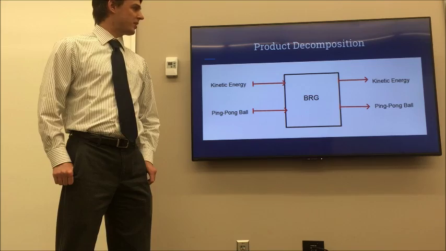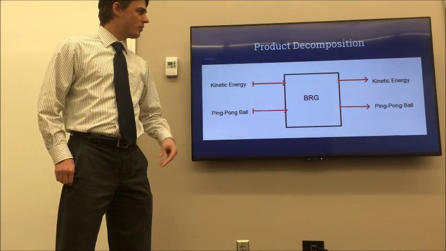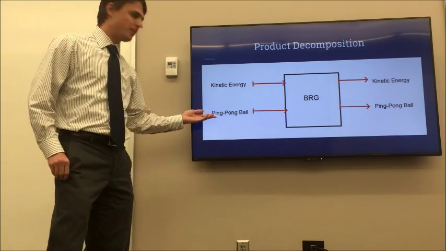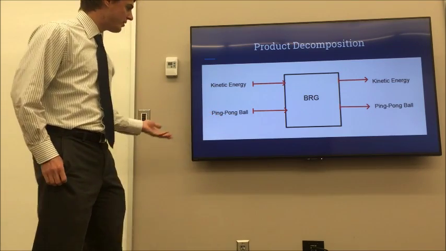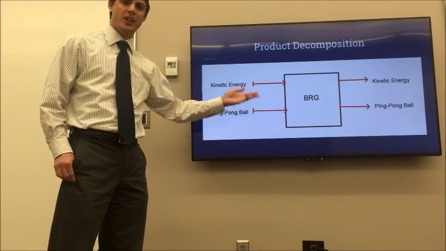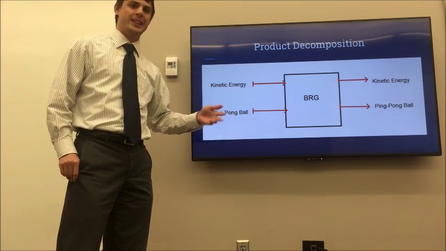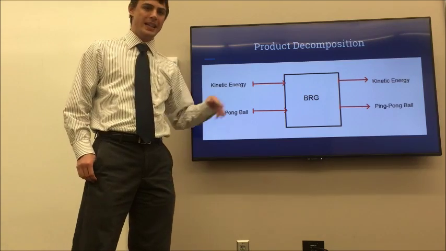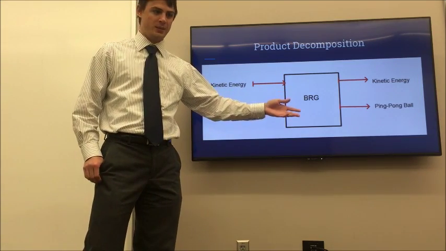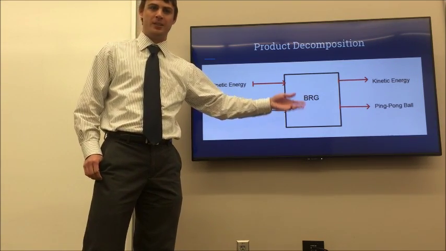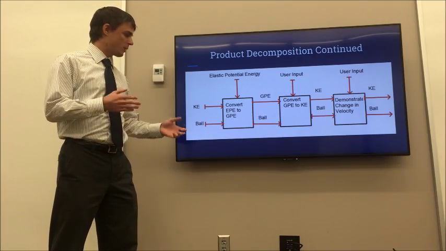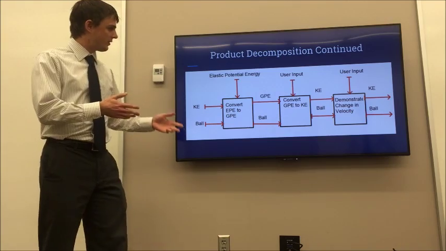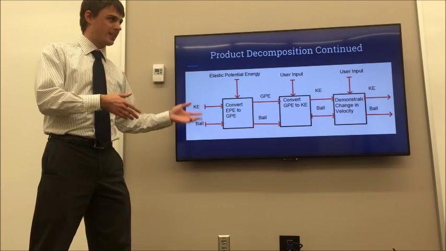For our product decomposition phase, we had an overall black box of our BRG. As shown over here, a ping pong ball is designed to go into the BRG with a certain velocity, which also means it has kinetic energy going in. Finally, the ping pong ball should also leave the BRG with a certain velocity, which also means it has kinetic energy as well. As shown over here, we have a more in-depth black box model, which shows the individual problems or obstacles in this case.